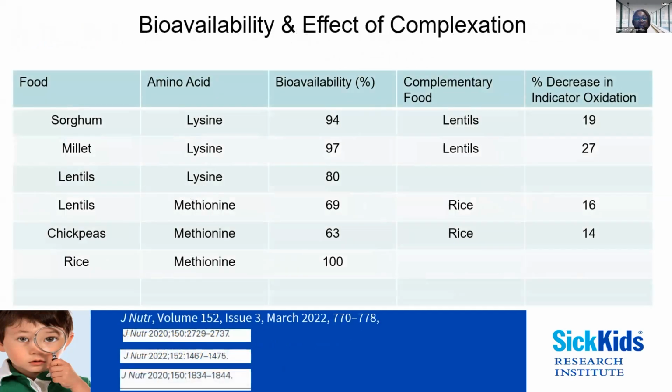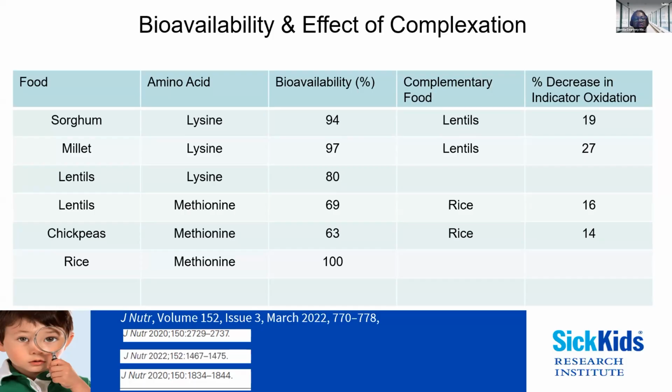80%. So looking at the concept of protein complementation, which we know is important for plant-based diets, we studied sorghum and millet. We studied lysine availability in these grains, and then we complemented these grains with lentils. And after complementation, we saw that oxidation of the indicator decreased almost 30%. And this demonstrated that when we combine a grain and a pulse, then protein quality is improved.